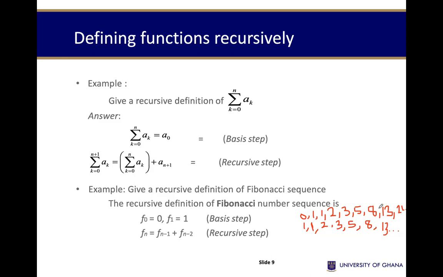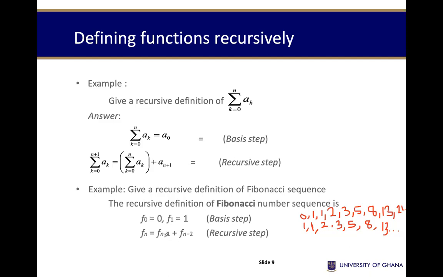So the recursive definition of a Fibonacci number sequence is: the basis step will be f of 0 to be 0 and f of 1 to be 1. Basically that. That's the first thing. Then the recursive step will be f of n to be equal to f of n minus 1 plus f of n minus 2.